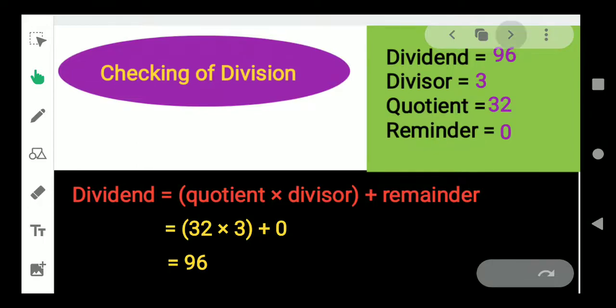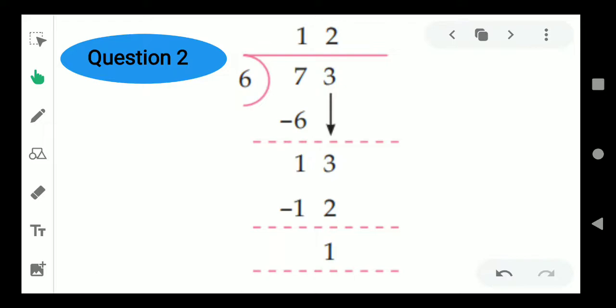Moving on to the next example. Question 2. 73 divided by 6. Now, let's see the division. In 7, how many 6 is there? Only 1. 1 into 6, 6. Now subtract it. 7 minus 6 is equal to 1. In 1, there is no 6. So, take down the next digit. Now it becomes 13. In 13, how many 6 is there? 2. 2 into 6 is 12. Now, subtract it. 3 minus 2, 1. 1 minus 1, 0.